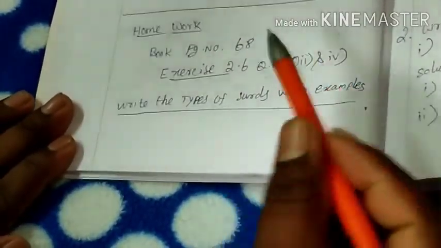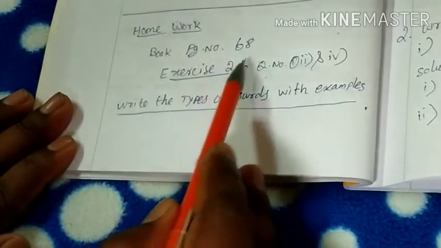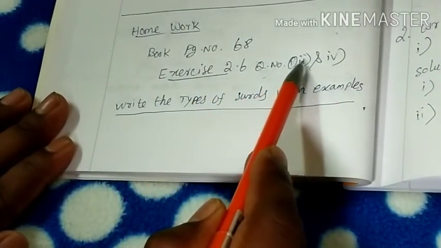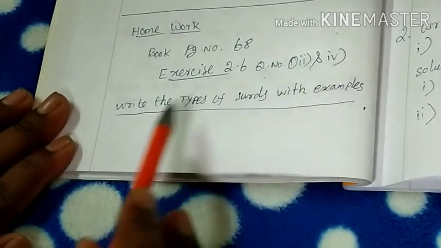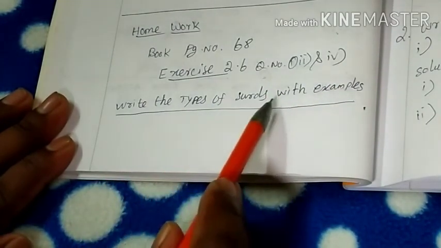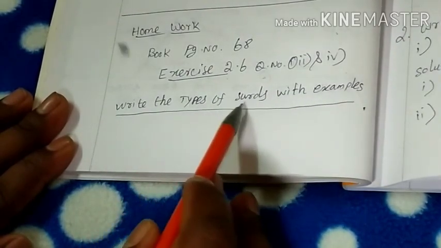Okay, dear students, today's homework: book page number 68, Exercise 2.6, question number 1, second subdivision and fourth subdivision. Also write the types of surds with examples.